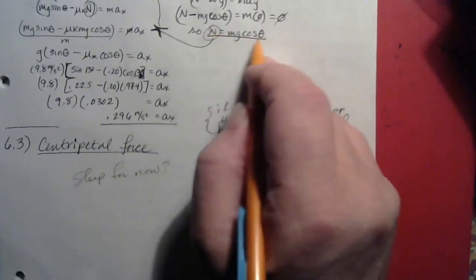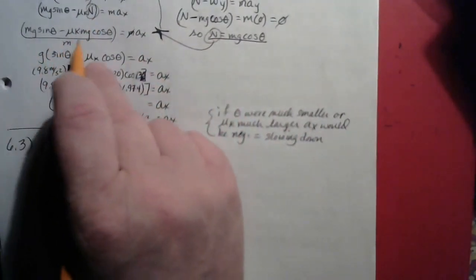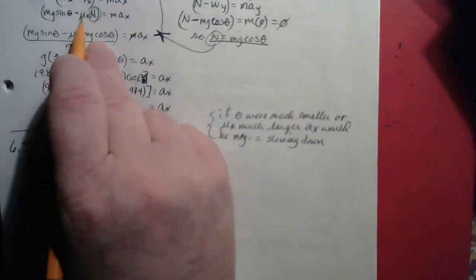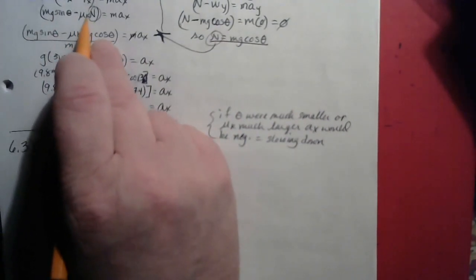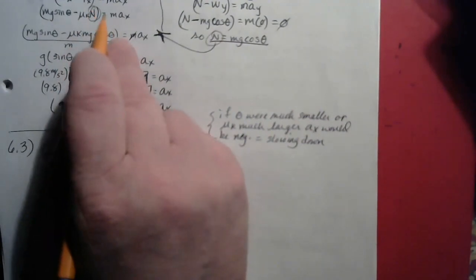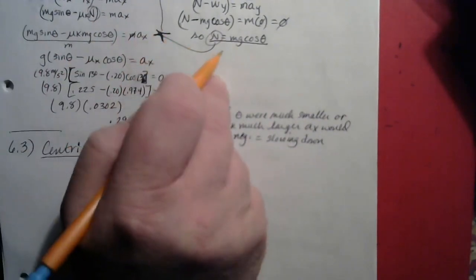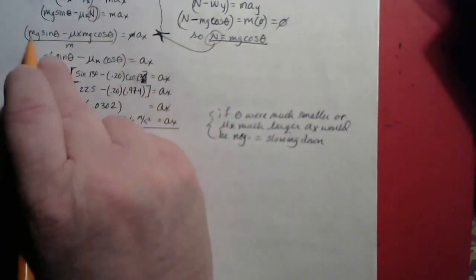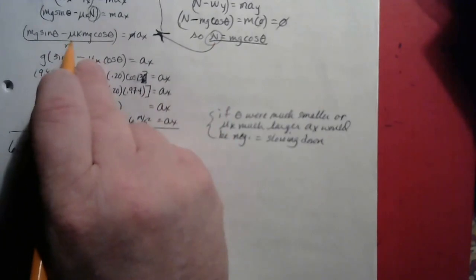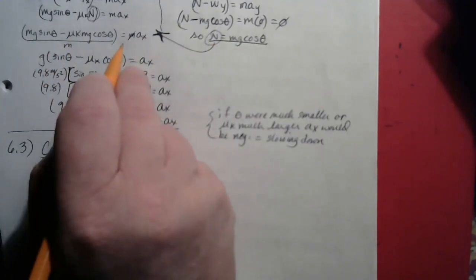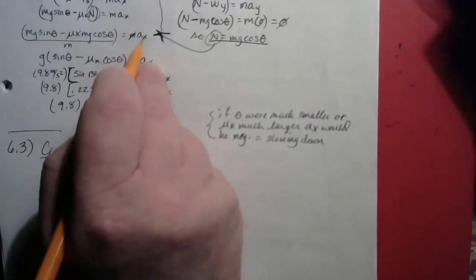Now that we know what n is, we can come back over here and insert it for n on this side. So now we have what we had before anyway, which was mg sine theta minus coefficient of kinetic friction times the normal force equals m a_x. Well, substituting in for n, what we now have is mg sine theta minus mu sub k times mg cosine theta equals m a_x.